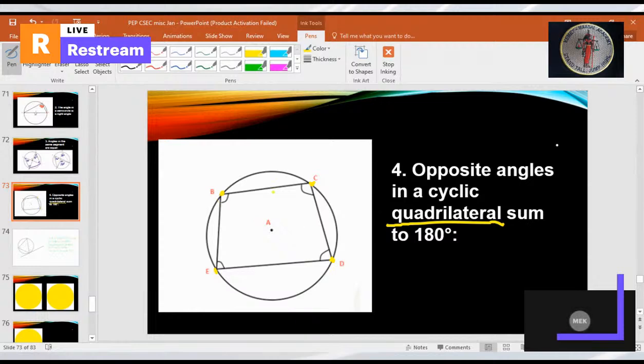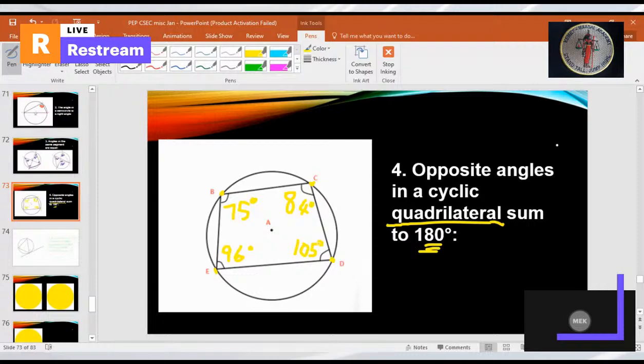So if C is 84 degrees, then angle E would be 180 minus 84 degrees, which is 96 degrees, because opposite angles in a cyclic quadrilateral add up to 180 degrees. Likewise, if we know either one of these opposite ones, so let's say this one is 75 degrees, this one would have to be 105 degrees. Take the 75 from 180.